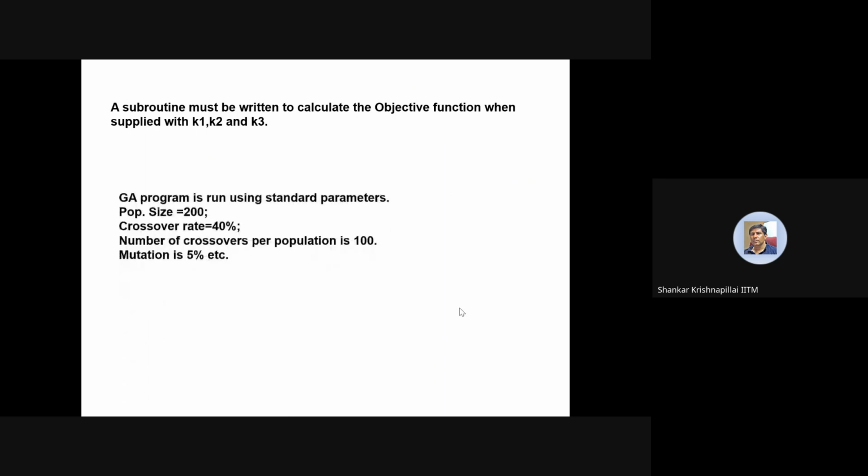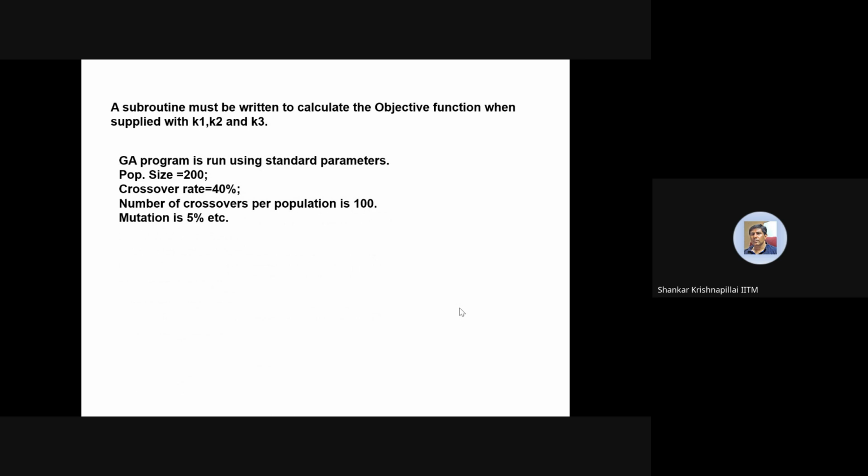Now you have to write all the subroutines to calculate the eigenvalues and all that, and those subroutines are a part of the objective function subroutine of this genetic algorithm. This GA program is run using the standard parameters, that is population equal to 100, crossover equal to 40%, and mutation equal to 10%, etc.